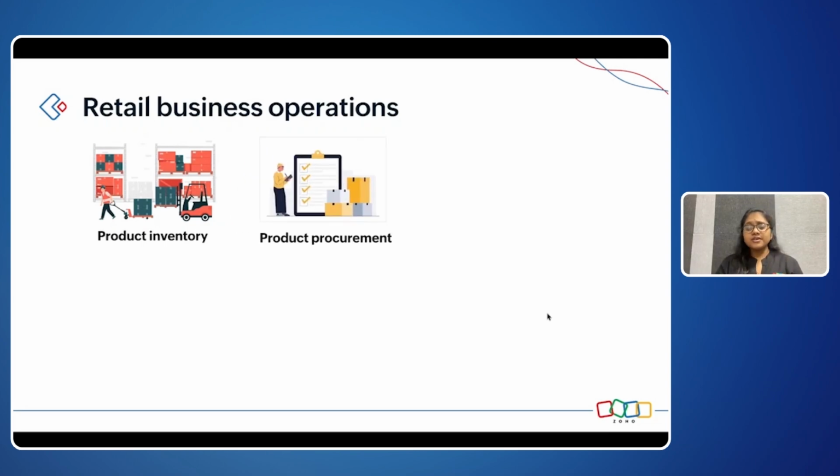The second business operation is procurement. Once a product is out of stock, as a retailer, I should manage all these stock levels and manage all the vendors or wholesalers who are going to provide the product. All these operations come under product procurement.